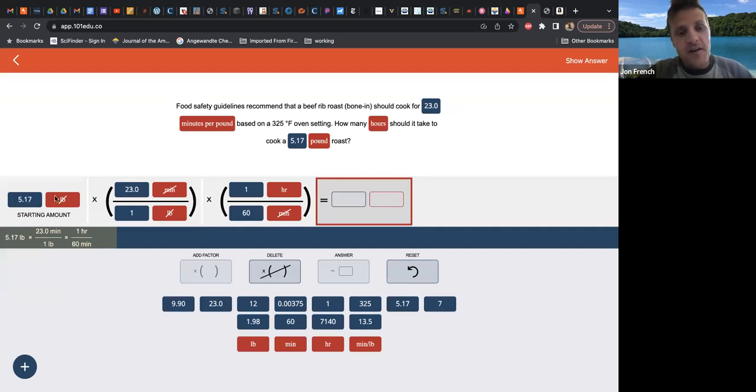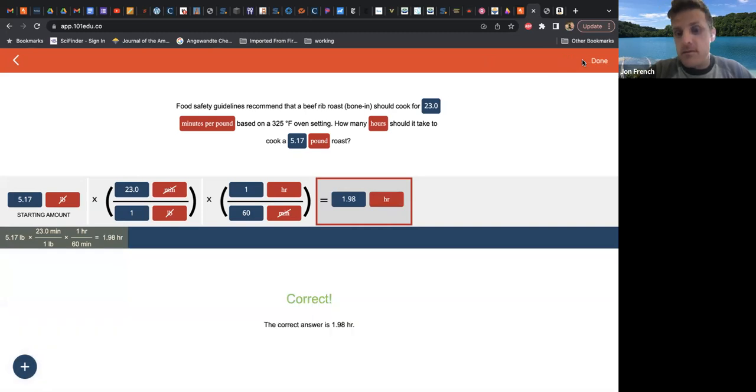So I multiply 5.17 by 23, and then I'm going to divide by 60 to get approximately 1.98. And then what should my units be? My units should be hours. And if I go and check, got the answer correct, thankfully, didn't go through that embarrassment, right? We can see that that is in fact the correct answer.